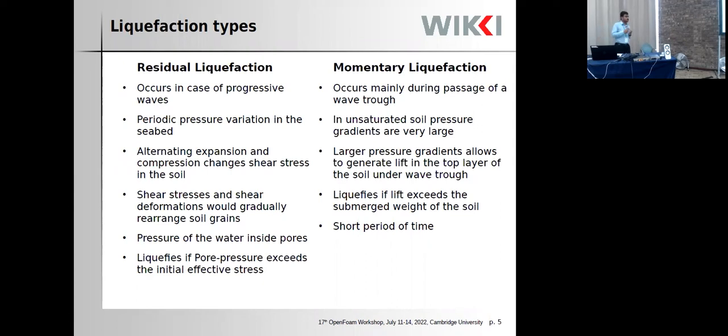The other case is momentary liquefaction, which occurs mainly during the passage of the wave trough. For example, in unsaturated soil, the pressure gradients are very large, and these larger pressure gradients generate a lift in the top layer of the soil. Whenever this lift is greater than the weight of the soil, momentary liquefaction occurs. This momentary liquefaction is a temporary process, so we do not concentrate much on it in our project.